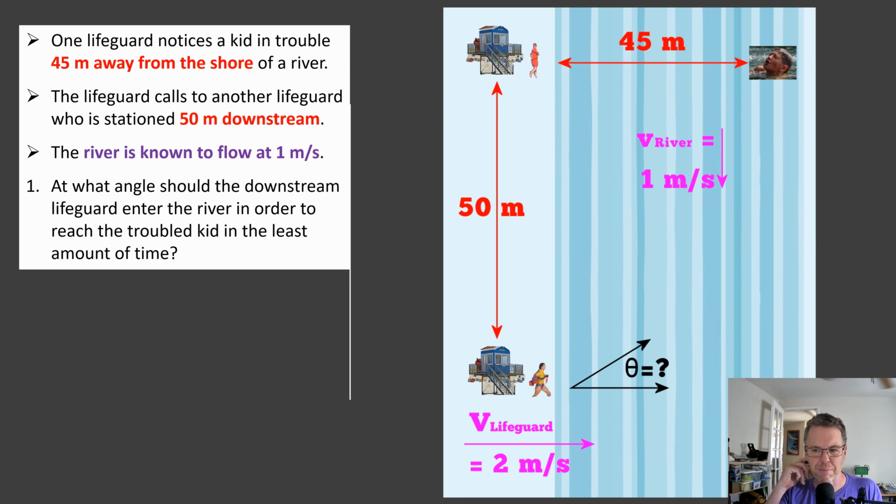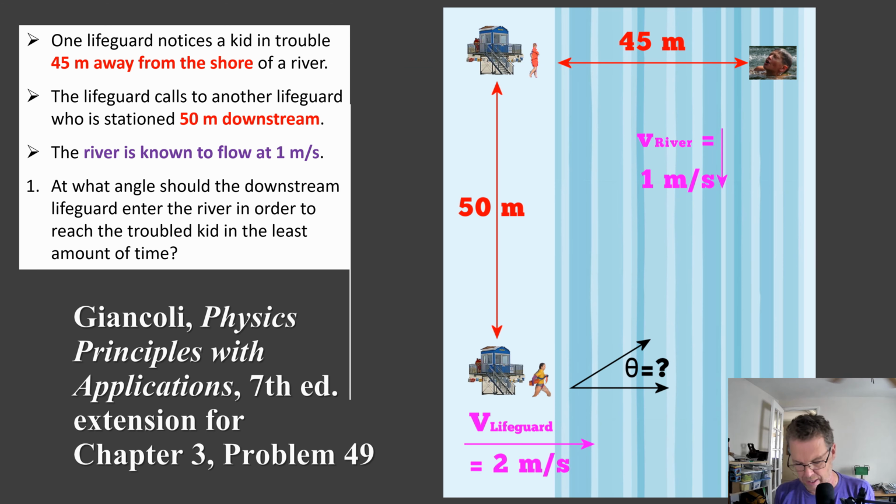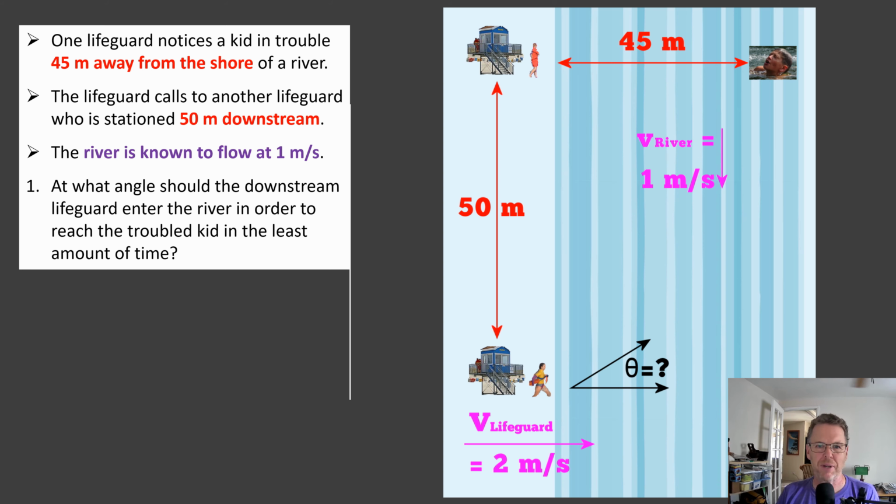This is an extension problem from a problem in Giancoli's 7th edition Physics Principles with Applications. I was working with a student on chapter 3, number 49, and he wanted some more options for it, some more varieties. So here's the basic problem. We've got a lifeguard who we know can swim, it's not given here, but the lifeguard can swim at 2 meters per second. We've got a river going 1 meter per second.